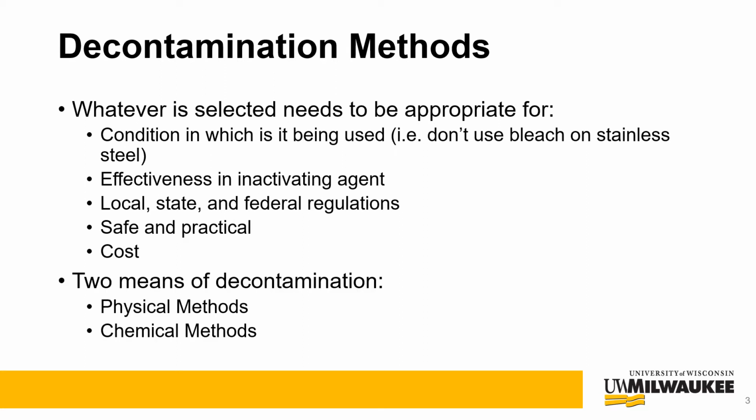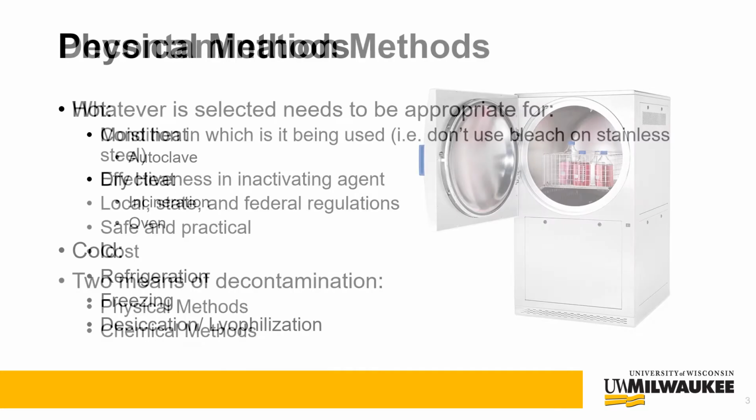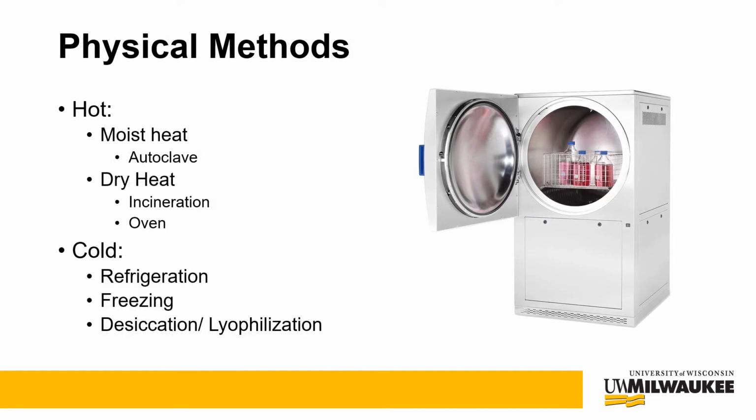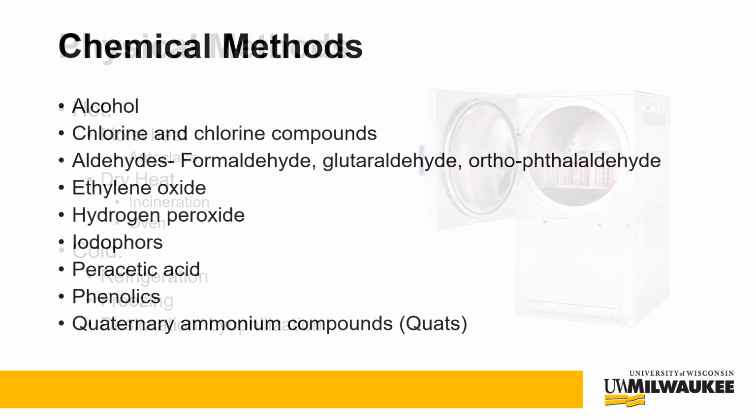There are two means of decontamination: physical methods and chemical methods. Physical methods of inactivation include hot methods such as autoclaving, incineration, and a dry oven. Cold methods include refrigeration, freezing, or desiccation. Chemical methods involve the use of varying chemical compounds to inactivate biohazardous materials.